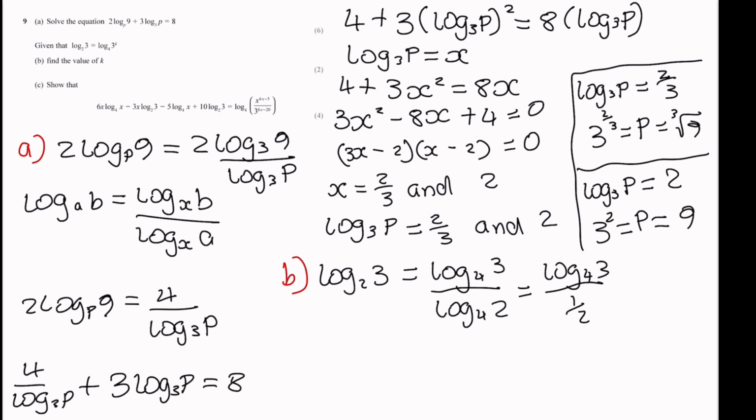So this can be rewritten. If you're dividing by a half, you're multiplying by 2. So this can be rewritten as 2 log to the base 4 of 3. And using the rules we know for logs, we can take this 2 up to make it a power. So therefore this is equal to log to the base 4 of 3 squared. And if you compare that to what we're asked in the question, log to the base 4 of 3 to the power of k, so therefore k is equal to 2.